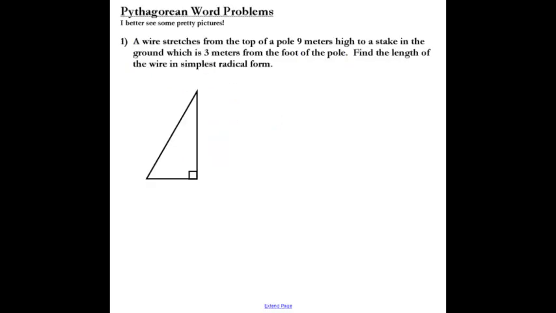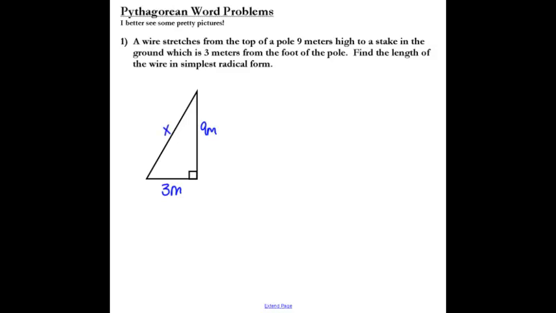Now we're going to look at some Pythagorean theorem word problems. I'd better see pretty pictures. I have drawn a right triangle. They may involve right triangles. They may involve rectangles. Draw the picture. Then you don't need let statements. In this case, a wire stretches from the top of a pole 9 meters high to a stake in the ground 3 meters from the foot of the pole. What I need to find is the length of the wire in simplest radical form.